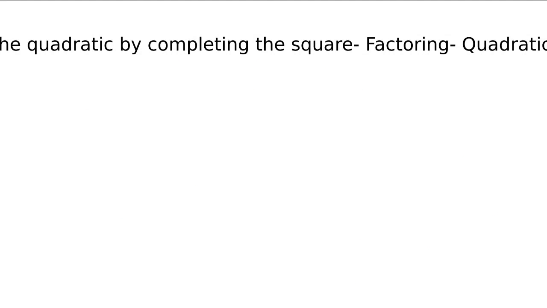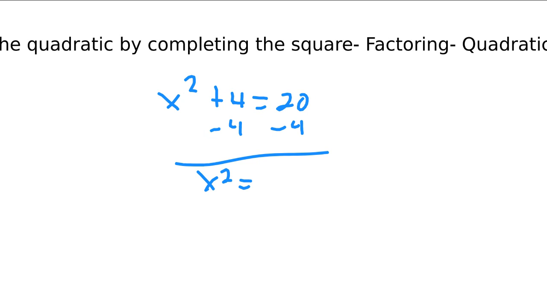So if you ever get a problem, let's get rid of this, clearing everything out. If you're given something like x squared plus 4 equals 20, you can solve this without having to do the quadratic formula. I know it's a quadratic because it's to the second power, but it doesn't have a middle term. So I can just subtract 4 from both sides. I end up with x squared is equal to 16, and then I can just take the square root of both sides. So x equals plus or minus 4.